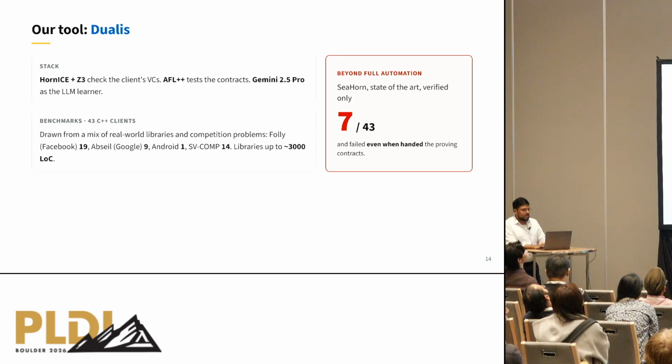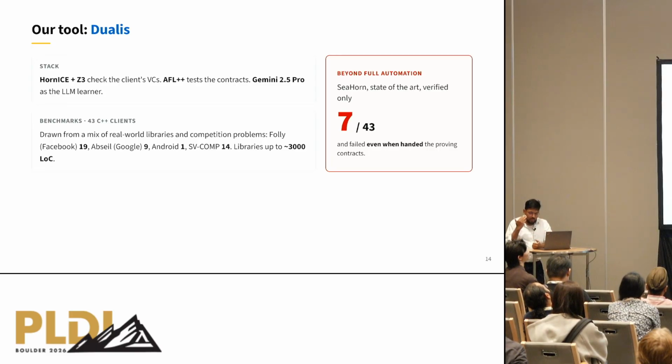We implement these in a tool called Dualis, and we evaluate Dualis on a suite of benchmarks drawn from real-world libraries and competition problems. Crucially, we wanted to make sure that our problems are beyond the state of the art, so we threw all of these problems at Seahorn, which, as far as I know, is one of the state-of-the-art tools for completely automated verification. And Seahorn could only solve 7 out of the 43 problems in our suite. And more importantly, it was bad even when we gave it the library contracts. This really shows that the size of the problems and the complexity of specifications really do lie beyond the state of the art. And we have libraries that are up to 3,000 lines of code.